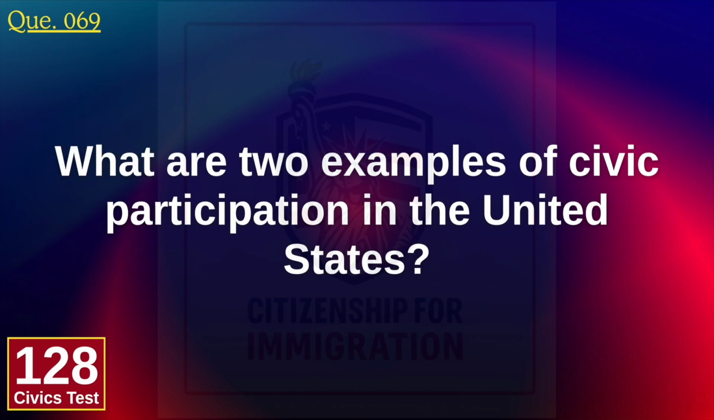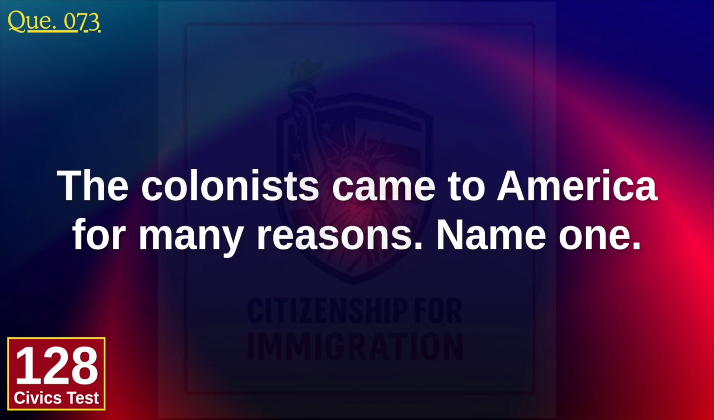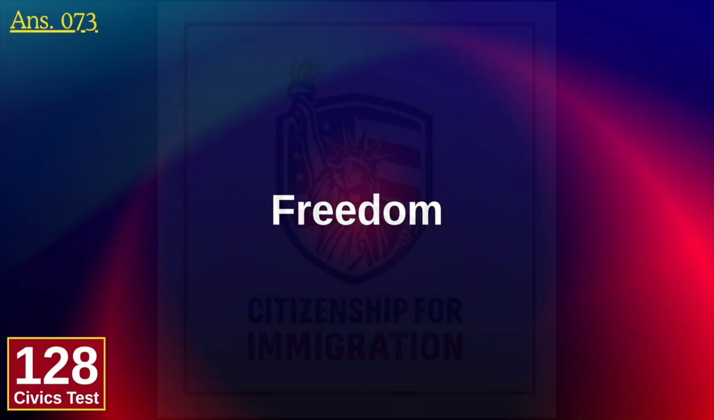What are two examples of civic participation in the United States? Vote. Join a political party. The colonists came to America for many reasons. Name one. Freedom.